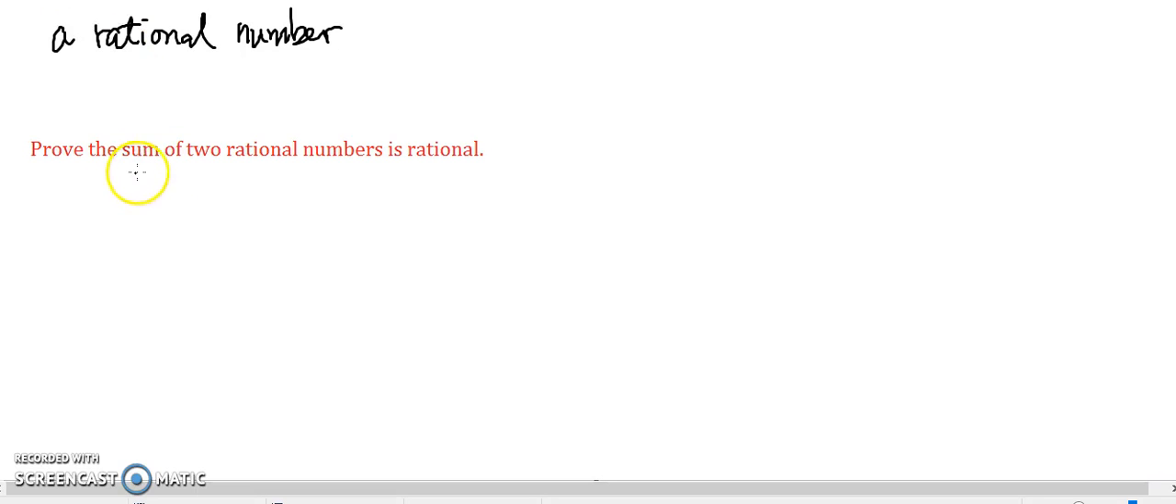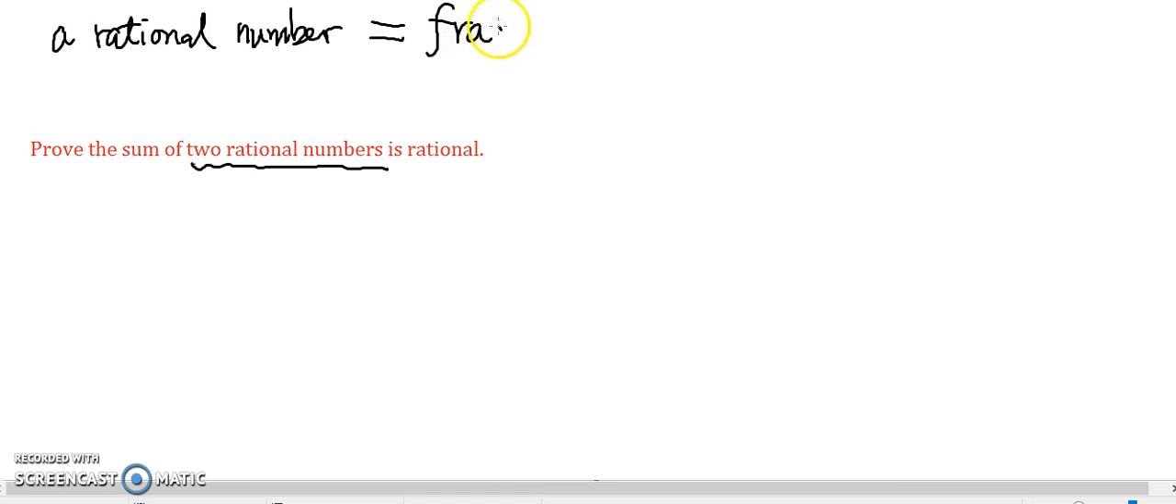So in this video, we're going to look at how to prove properties about rational numbers. And again, because we're talking about any two rational numbers or any rational number, we cannot pick a specific rational number. We have to use variables to represent any rational number. So the definition of a rational number is pretty much a fraction.